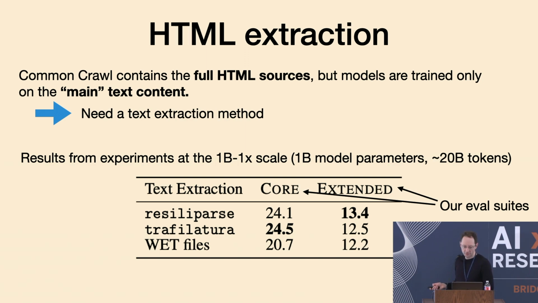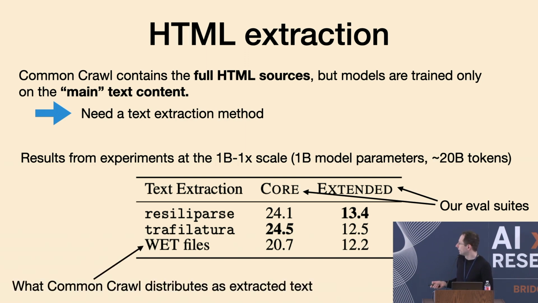And then what you see is that libraries like Resiliparse or Trafilatura give you substantially better performance for a given compute scale. These experiments are at the 1 billion model parameter scale, trained on about 20 billion tokens. We want to see what works best, and it's clearly one of these two libraries. We ended up using Resiliparse because it's almost the same performance, but about 8 to 9 times faster than Trafilatura.